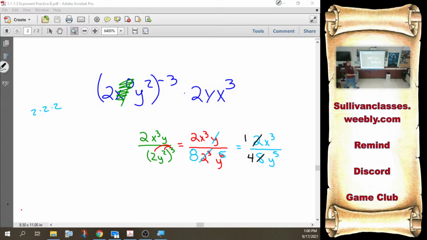Okay. Now, I don't need that 1, right? It should be x to the third. I have an x to the 3rd upstairs. I don't need that 1 anymore. So it's just x to the 3rd over 4y to the 5th.